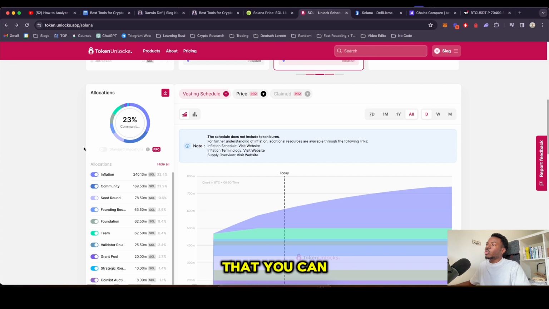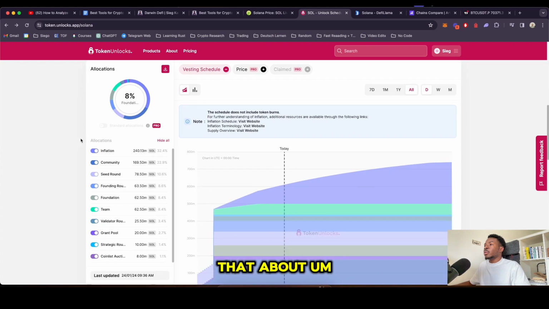Another thing that you can see with Token Unlocks is the allocation of the coin. For example, you can see that about 32% of the allocation came from inflation. About 23% is allocated to the community. About 10% was allocated to the seed round, basically the people that invested in the project at the early stage. Another portion was allocated to the founding round, basically the founding members or something like that.